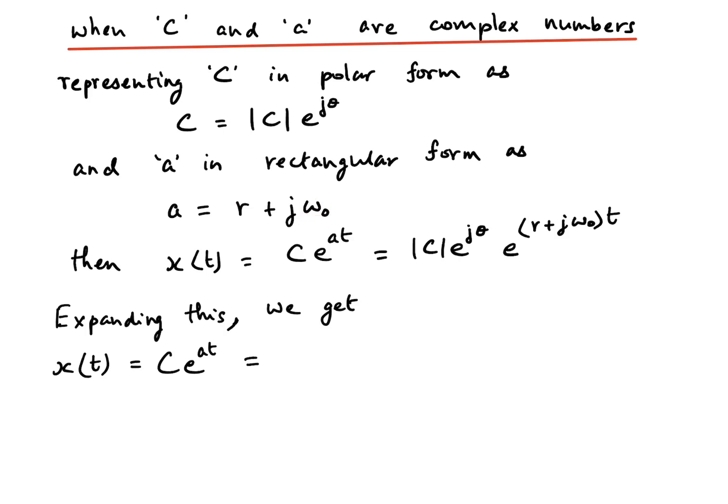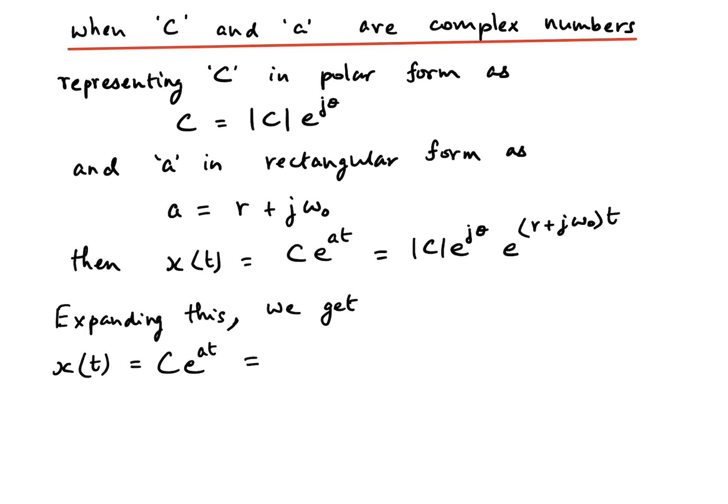Now, we are just going to substitute these values for c and a in the general expression for the exponential signal. The general expression is x of t equals c e power a t. For c, we substitute the polar form, magnitude of c e power j theta, and in place of a, we put the complex number in the rectangular form, e power r plus j omega naught t. So r plus j omega naught is nothing but a, so we have a t.